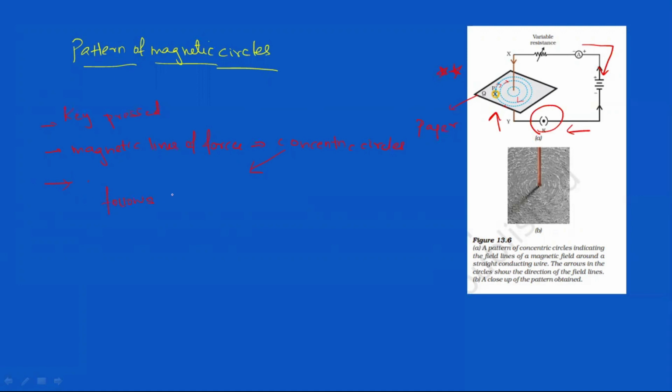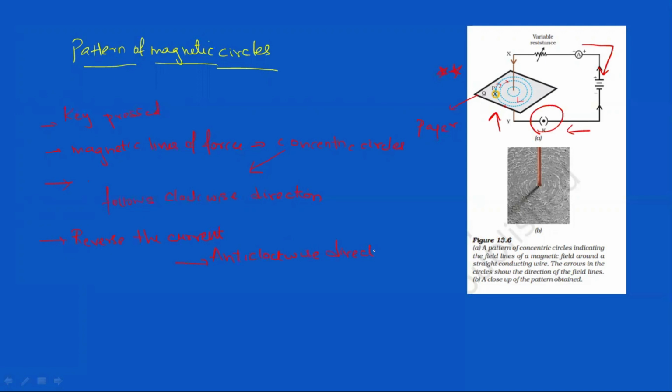Okay. Now, suppose you reverse the current, what will happen? The concentric circles will flow in the anti-clockwise direction. They will be shown in the anti-clockwise direction, but strictly maintaining the concentric circles.